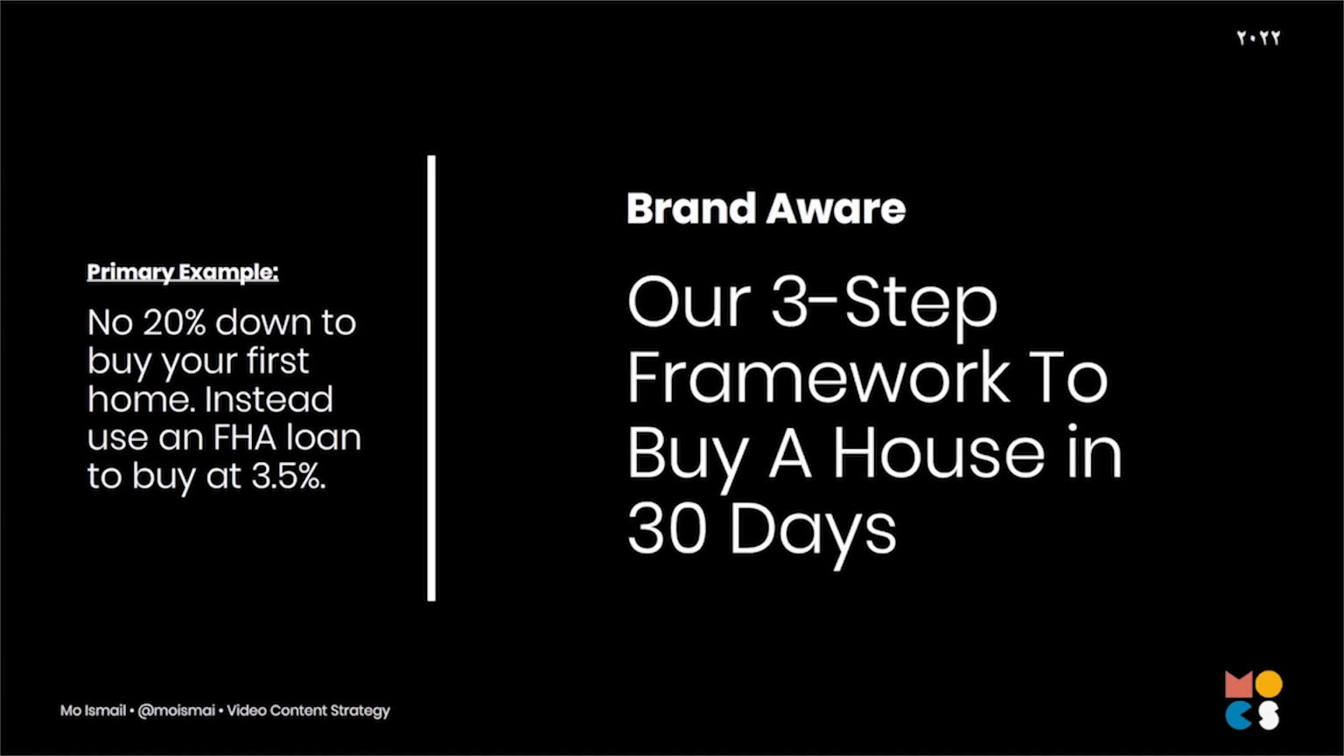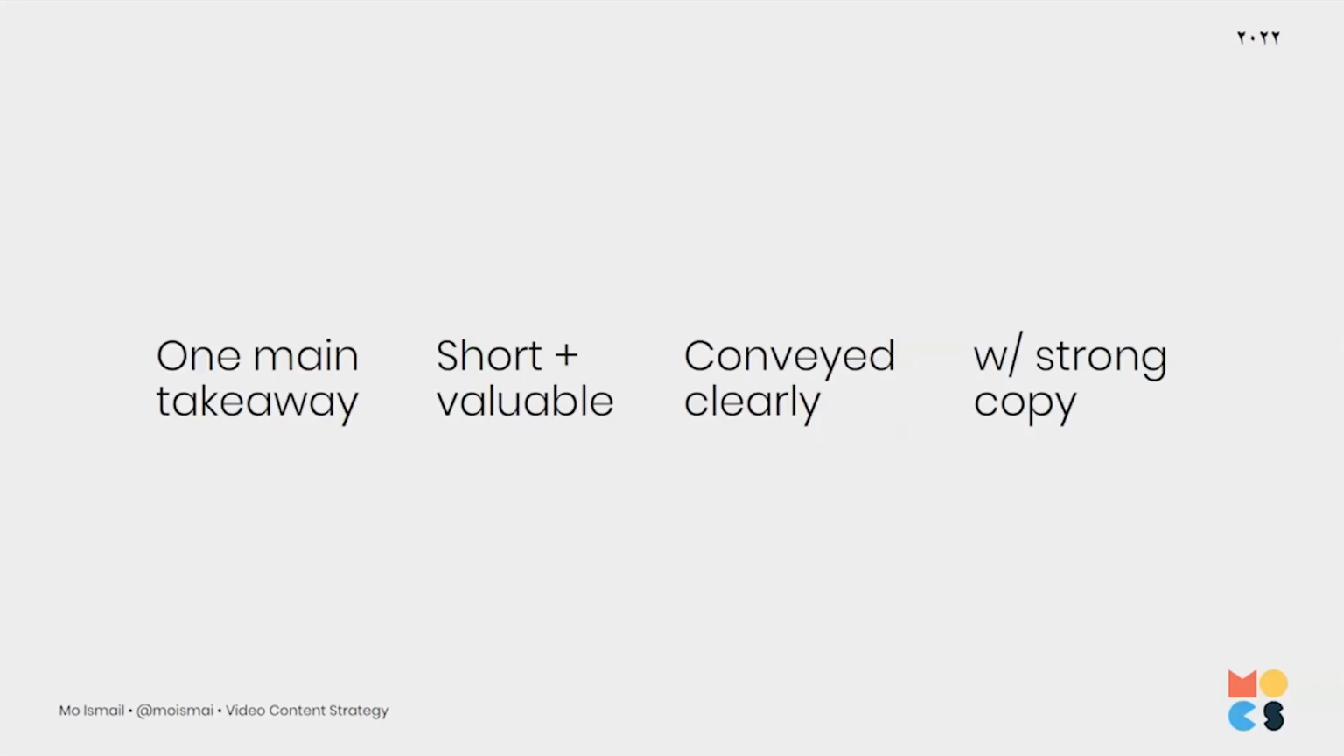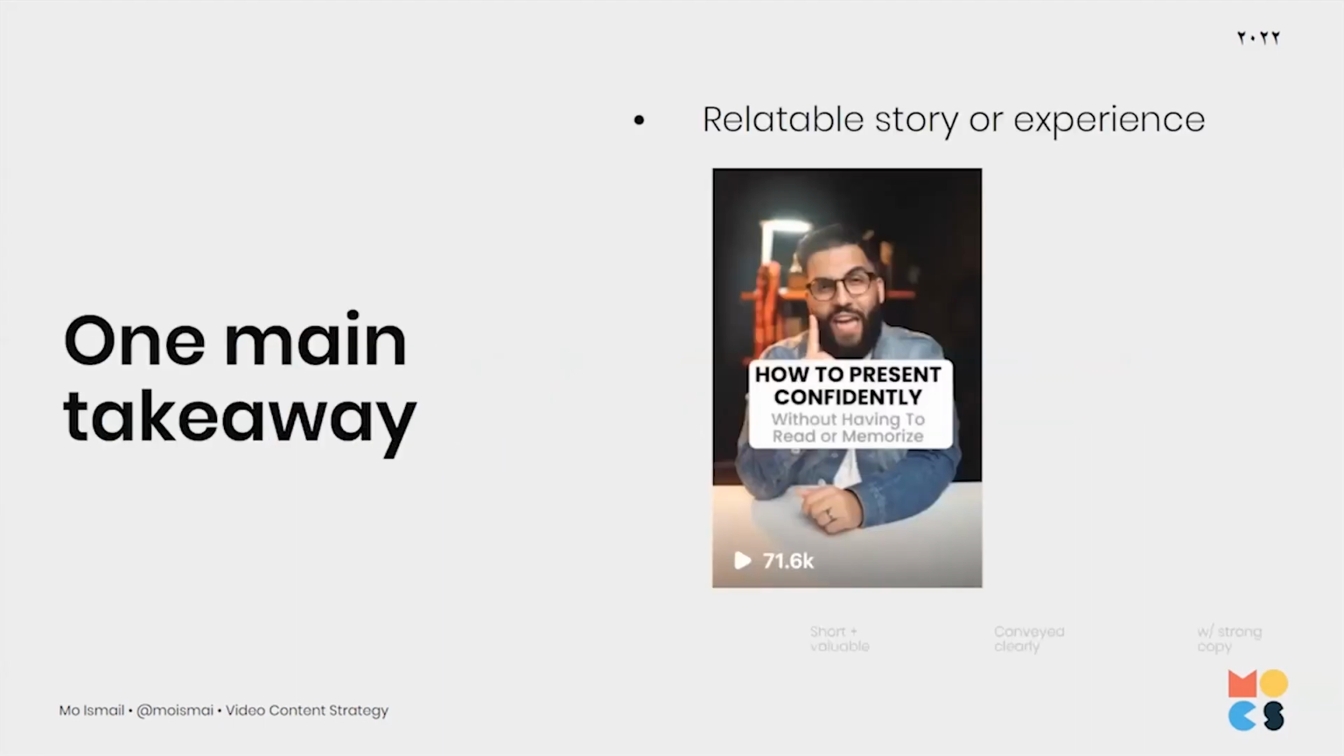Now let's talk about what makes an effective piece of short form content. Okay? Very simple. One sentence broken up into 4 different sections. You want to have one main takeaway that is short and valuable, conveyed clearly with strong copy. Copy as in copywriting. So let me give you an idea of what some of the one main takeaways can be. This is a relatable story or experience.